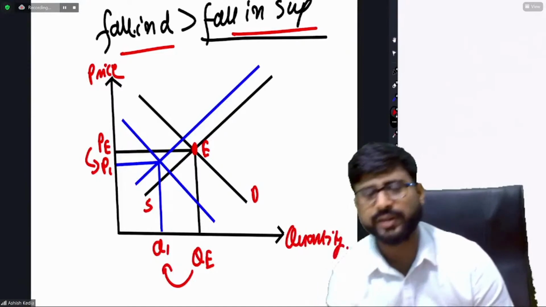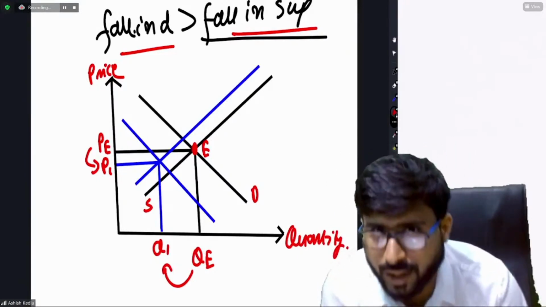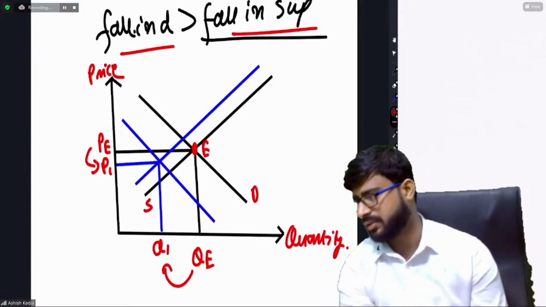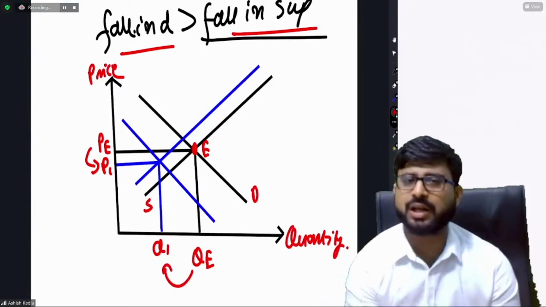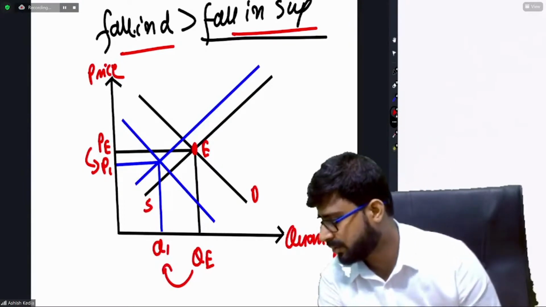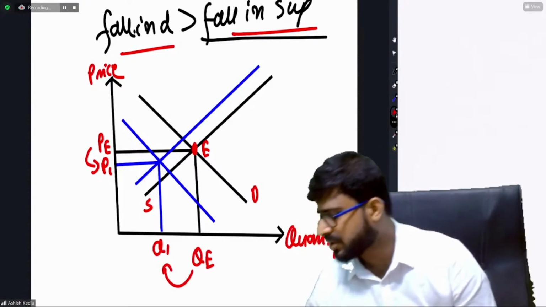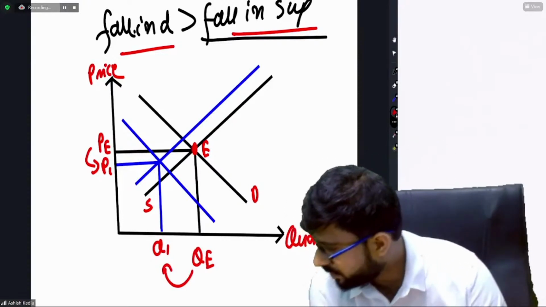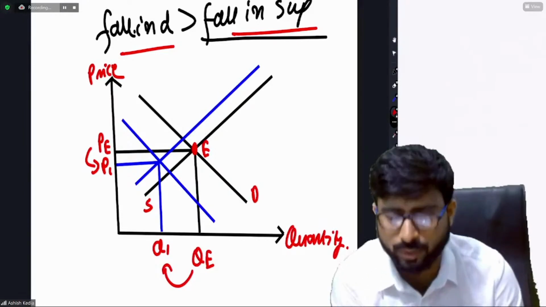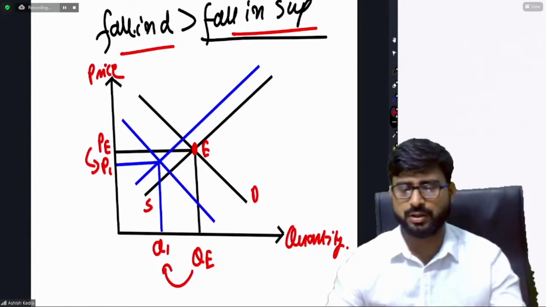I hope all of you are drawing this graph because I am telling you again and again, graphs are an integral part of economics. If you are drawing graphs, if you know your graphs, there is no chance you can lose marks. Come on, next question, please. If you have any doubts, ask me right now. Okay, got it.